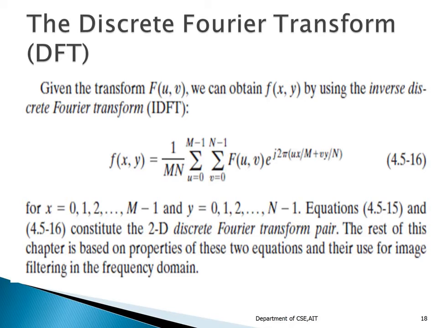So the equation of F of u,v and the equation of f of x,y constitute a two-dimensional discrete Fourier transform pair. The rest of the chapter we are going to see based on the properties of these two equations. We can go for using them in image filtering, that is, image filtering in the frequency domain.